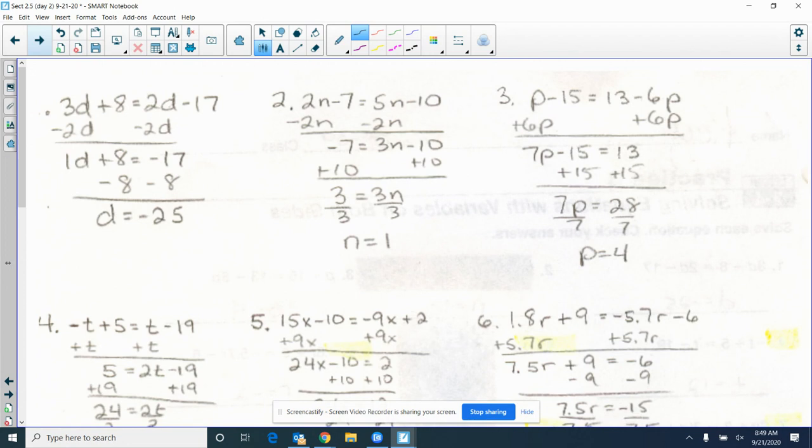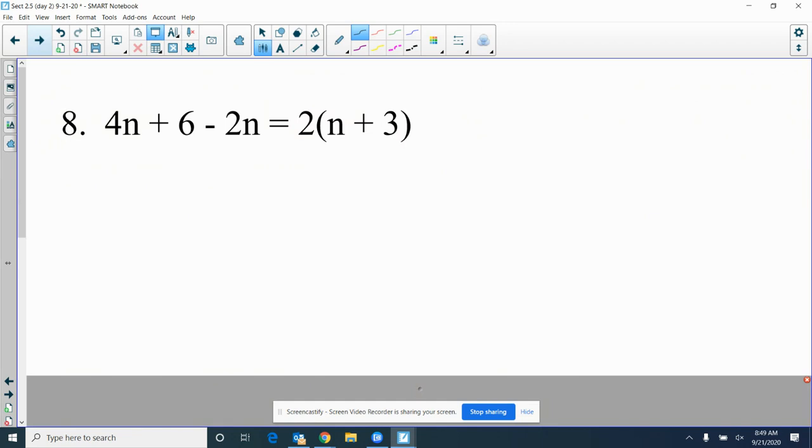Those of you who I'm still missing 2.4 from, that has to get turned in. But I do want to highlight number 8, and then I think number 12. Just pay attention here.